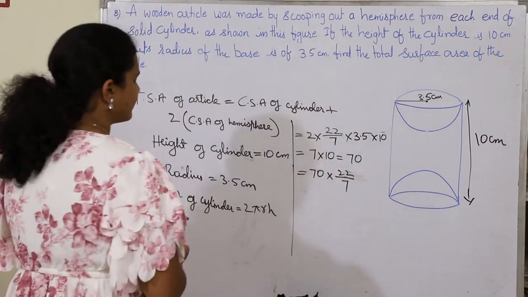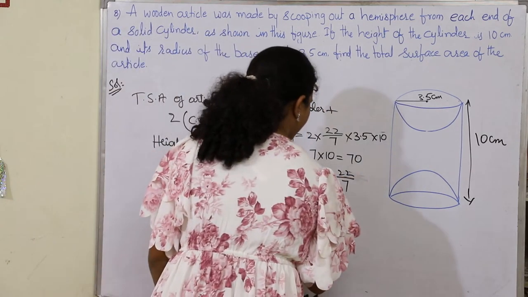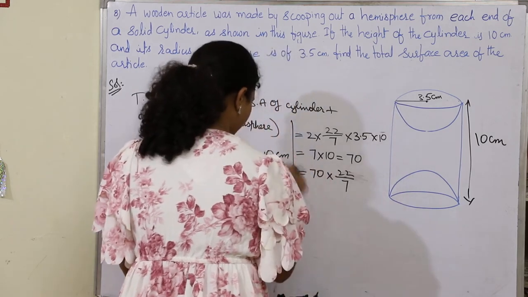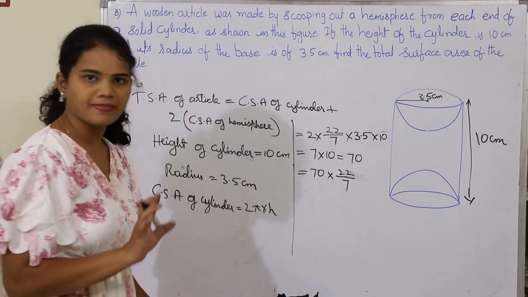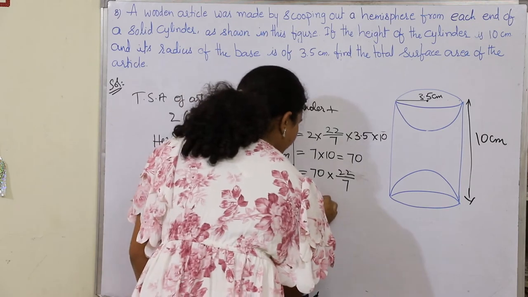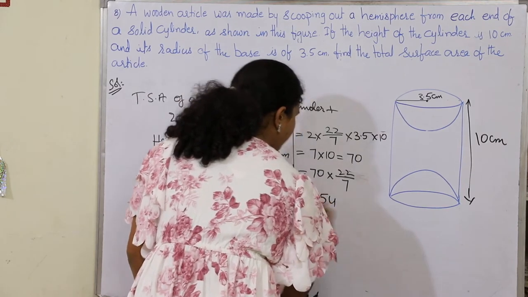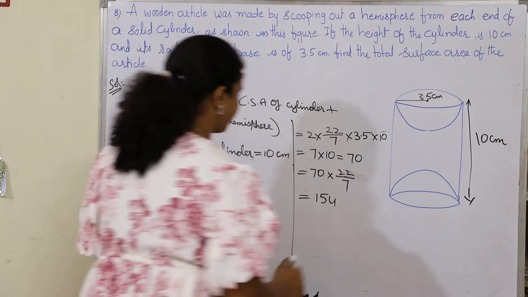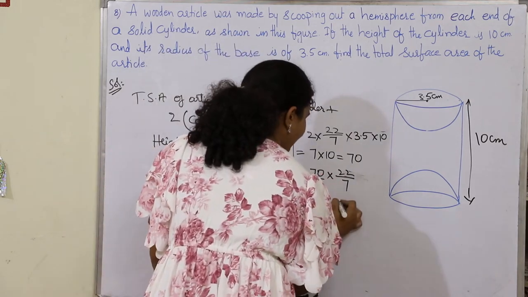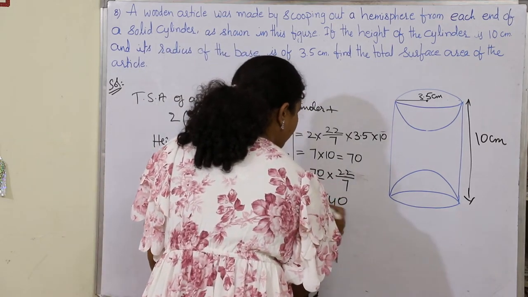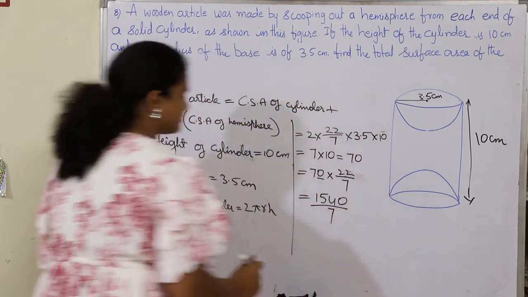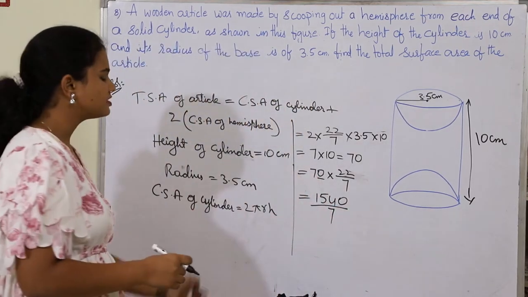70 into 22 by 7. This gives what here is where 7 into 22 firstly. Okay, 7 into 22 gives what? 154. 14 plus 14. Okay, this gives 154. Let me add 0 over here. 1540 divided by 7.